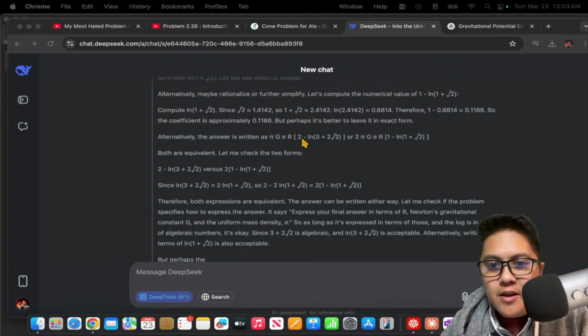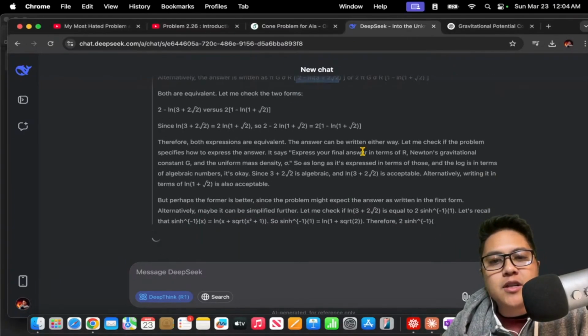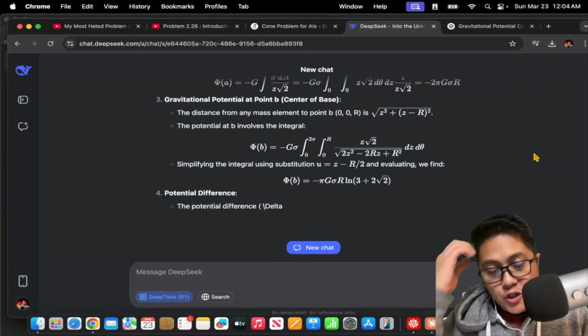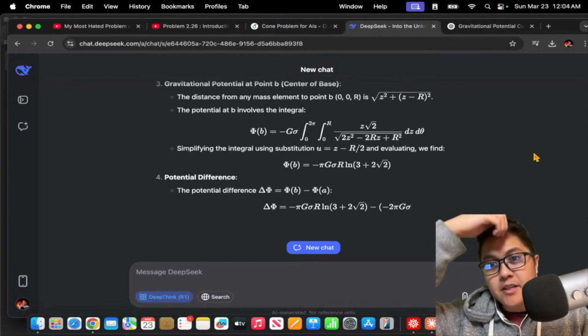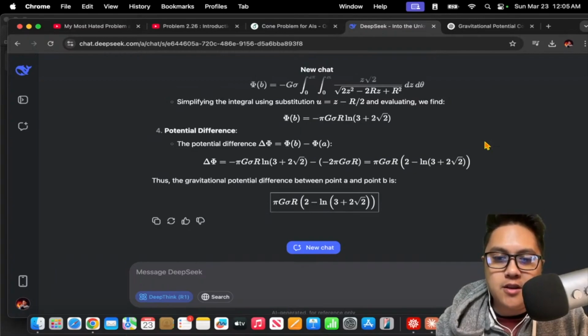Oh, really? Oh, that makes sense. Wait a minute. I think I've seen an answer like this actually somewhere. Wow, log of 3 plus 2 root 2. So far, ChatGPT o3-mini-high has gotten it. Claude Sonnet 3.7 in the LM Arena has also gotten it.